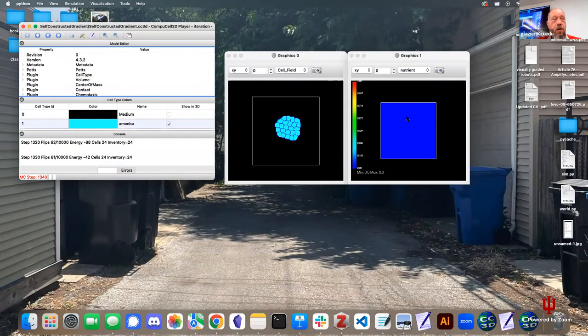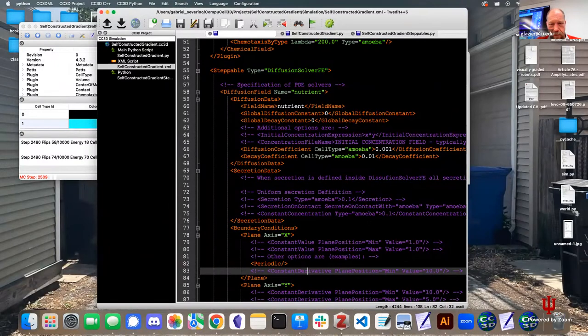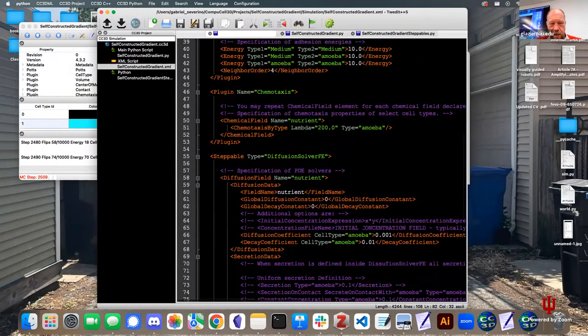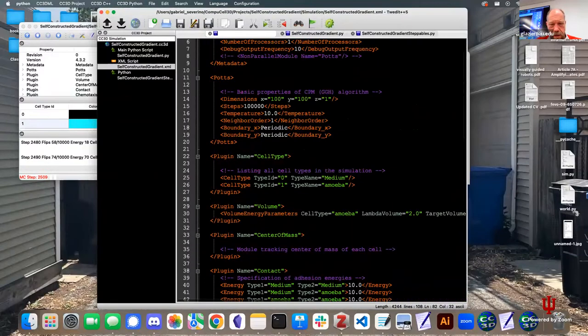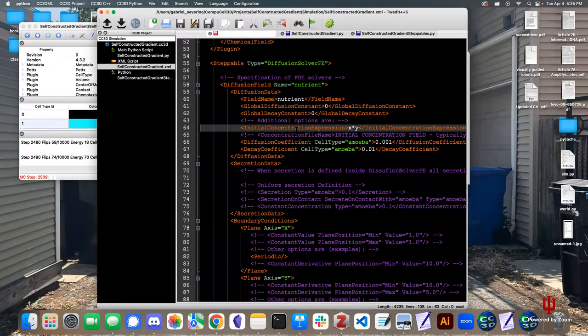Okay, so now you have no chemical. So let's look at the initial condition for your chemical. So where do you set the initial condition? Would be in the diffusion solver. Be line 64. Whoops. Okay, try that.